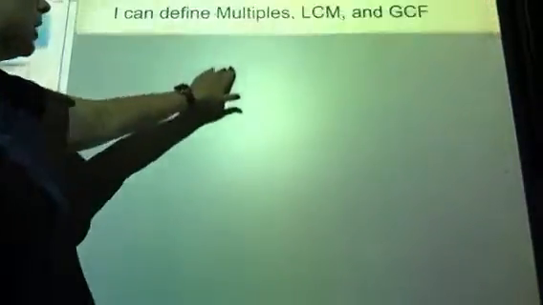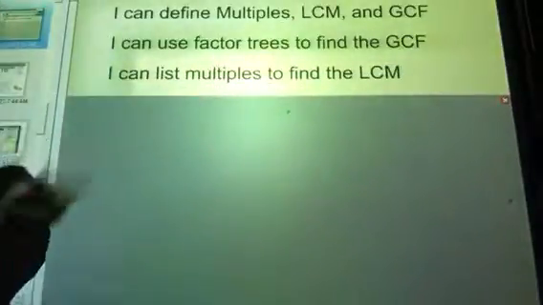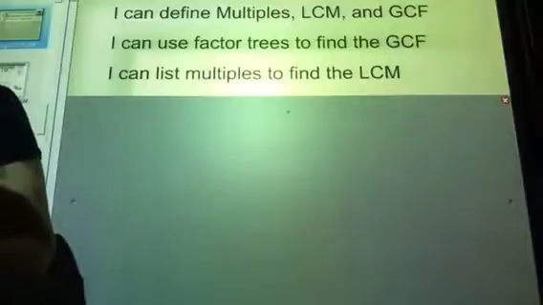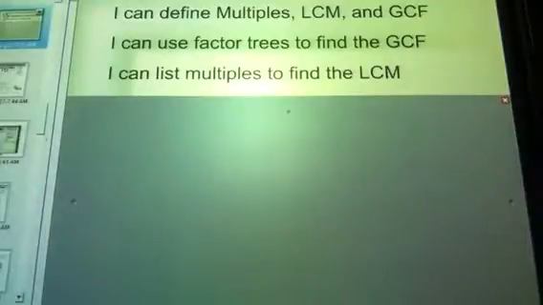All right, good morning. This morning we're going to be talking about greatest common factor. And we're going to also define least common multiple because that's tomorrow's lesson. So today our objectives are: I can define multiples, least common multiple, greatest common factor. I can use factor trees to find the greatest common factor. And I can list multiples to find the LCM, or the least common multiple.